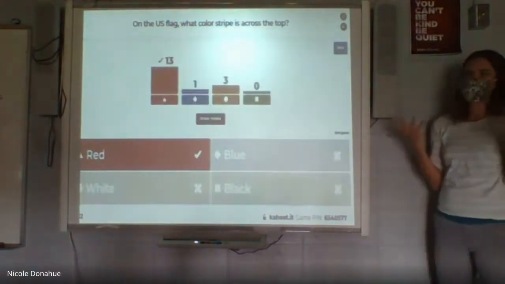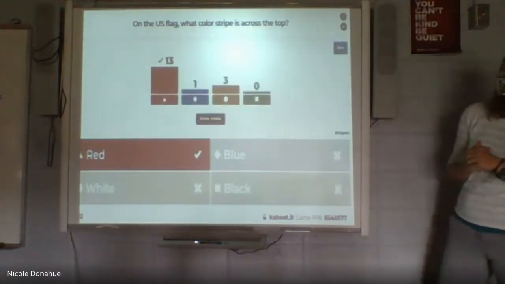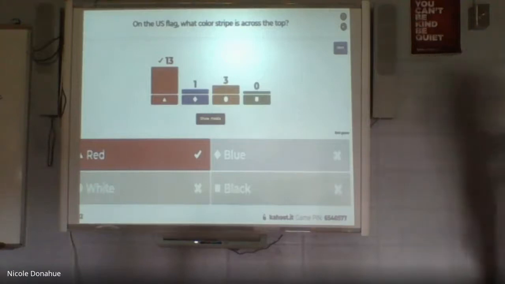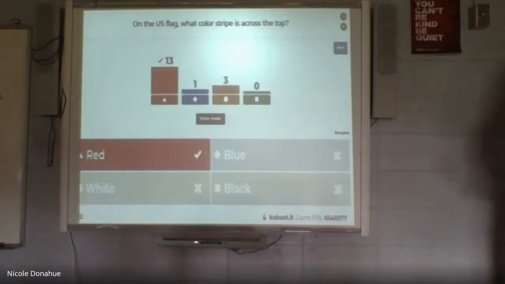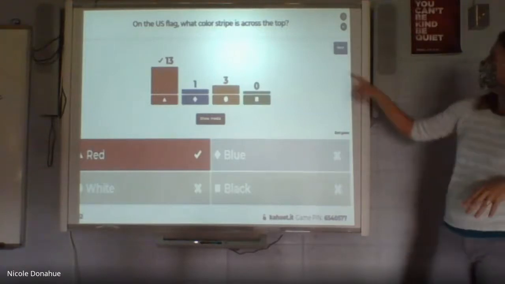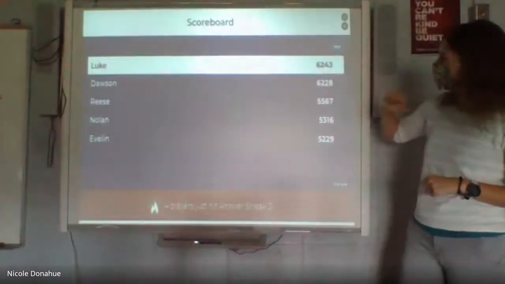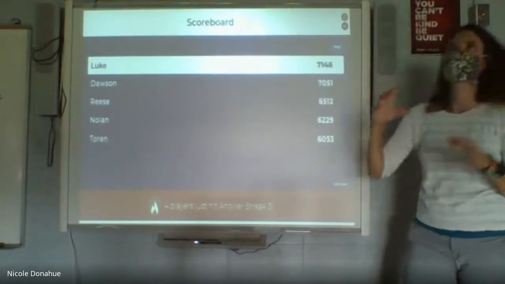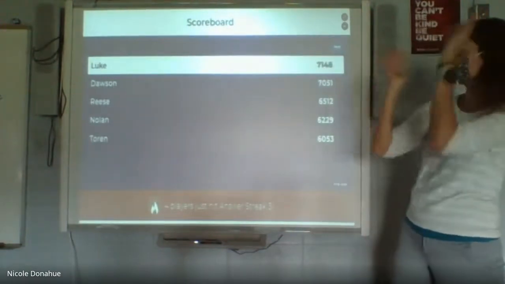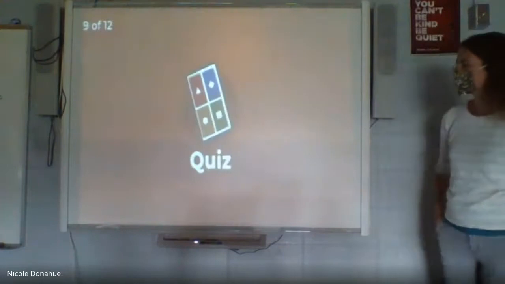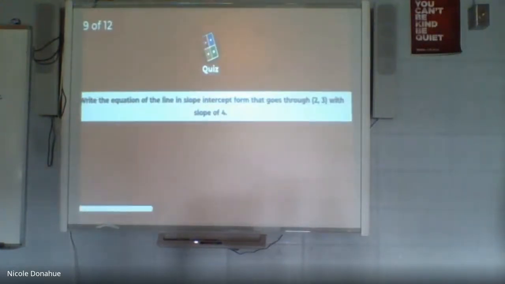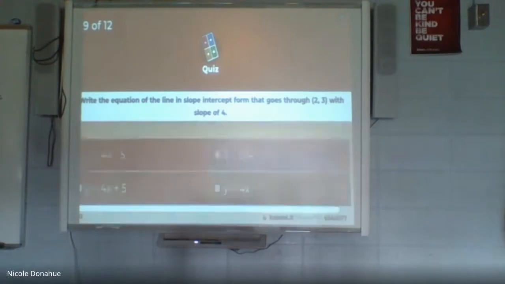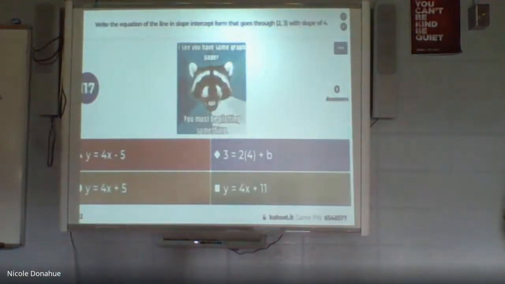It's not a trick question. It's just like obviously not. So across the top, it should be going this way. Red should. I mean, half you guys have it on your masks. I don't consider the blue a stripe, so the blue is fine. Okay, so it goes through 2, 3 with a slope of 4.